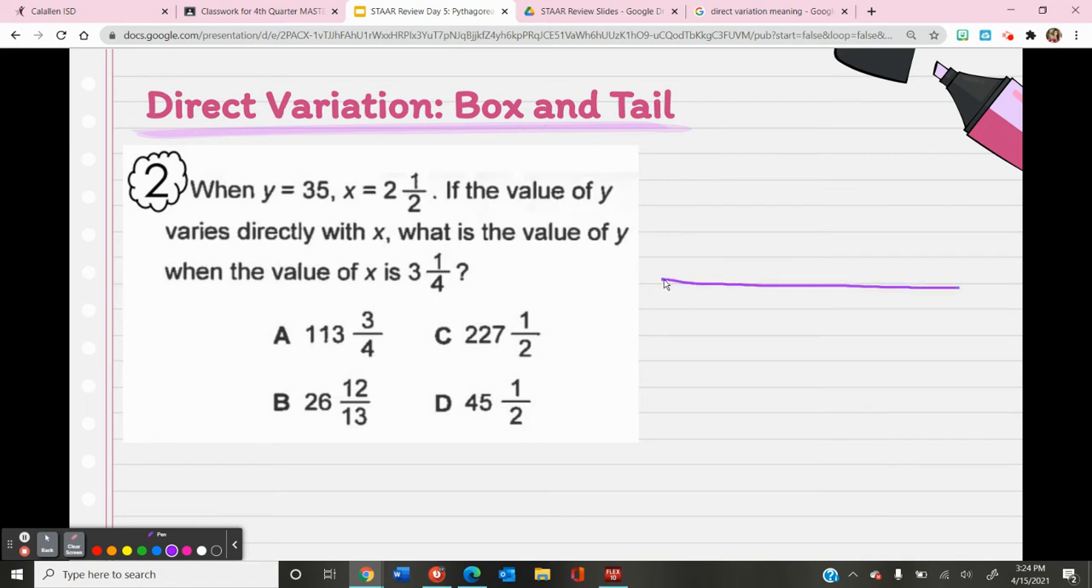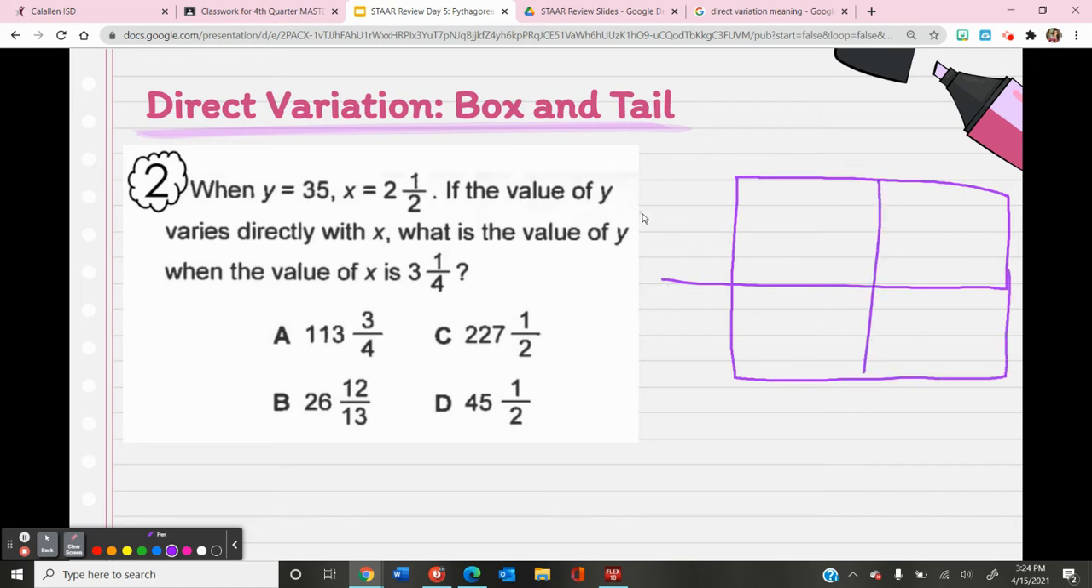Again, we're doing box and tail here. This happens to be a majority of our favorites. We love to do box and tail over any of the other types of solving these types of questions. We're going to have our y values on top and our x values on bottom. Here it says when y equals 35, x equals 2.5.